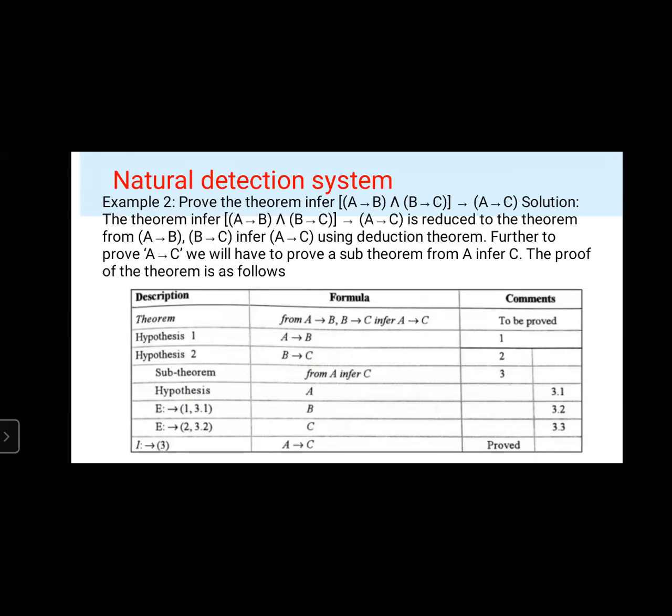Okay, so the first hypothesis is A implies B. The second hypothesis is B implies C. Now the sub-theorem is from A infer C. This is the sub-theorem: from A infer C.